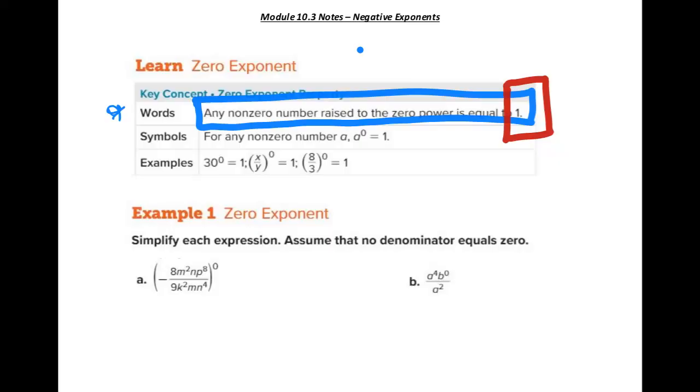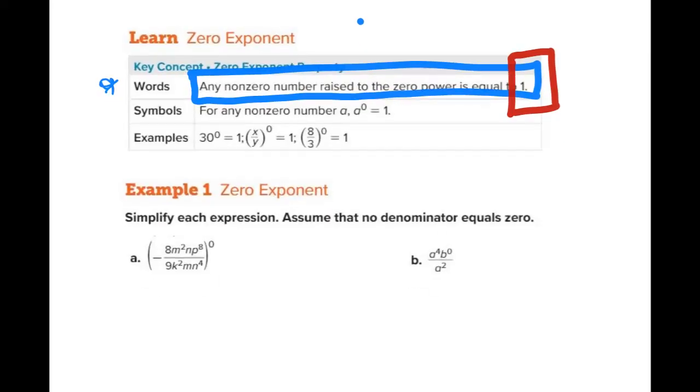Okay? There is a great proof somewhere that explains and demonstrates all of it, but it's above my pay grade. So I'm not going to show you the proof. You're just going to have to trust me. Anything to the 0 power is 1. And they give you lots of examples.